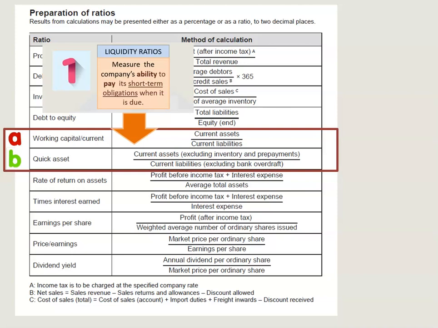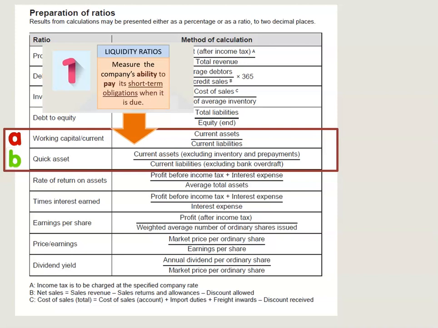For liquidity ratios, like I said, it is to measure the ability to pay short-term debt. And there are 2 liquidity ratios. The first one is working capital or current ratio. In your formula booklet, the method of calculating it is to take current assets divided by current liabilities.